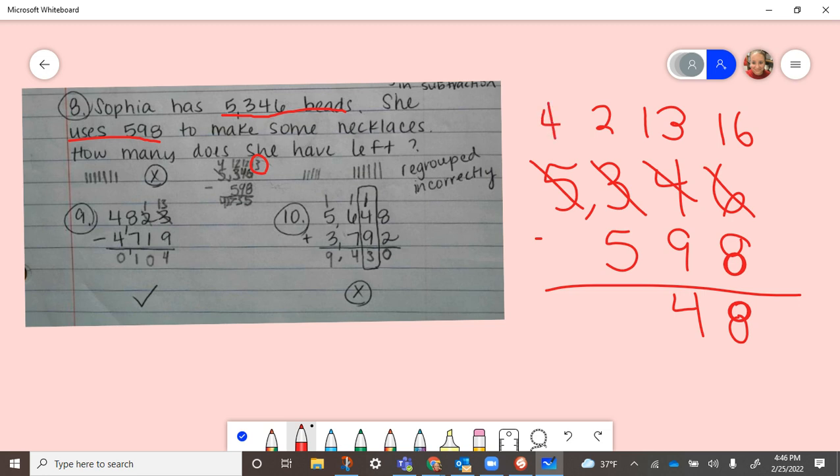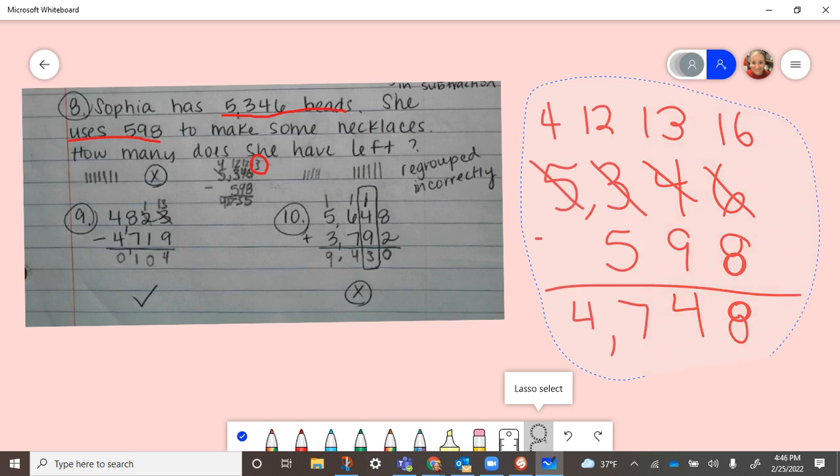Here I cannot do 2 minus 5, so I go next door, I cross it out, and I make that a 4. And the one that I took, I put that in front, and now I've got 12 minus 5. And so I put 5 in my brain, and then I count on to 12. 6, 7, 8, 9, 10, 11, 12. That's 7. 4 minus nothing is 4. And then you can always do your answer plus your 598. And it should, if you did it correctly, give you back 5,346. So you can use that as a way to check yourself.